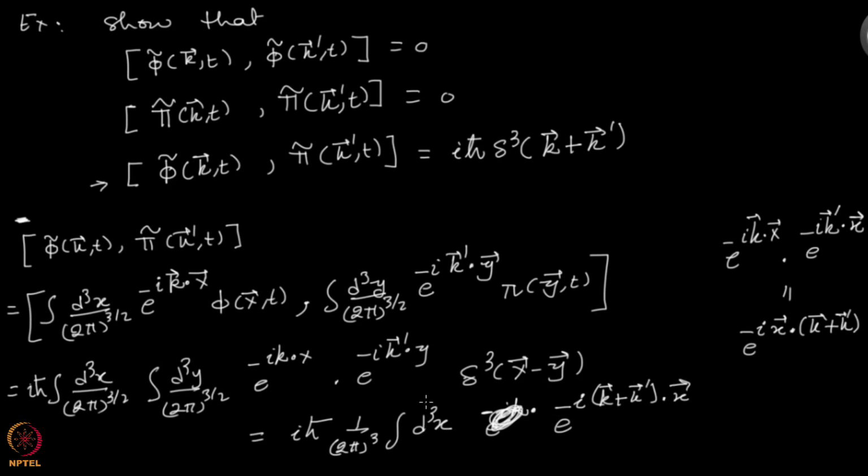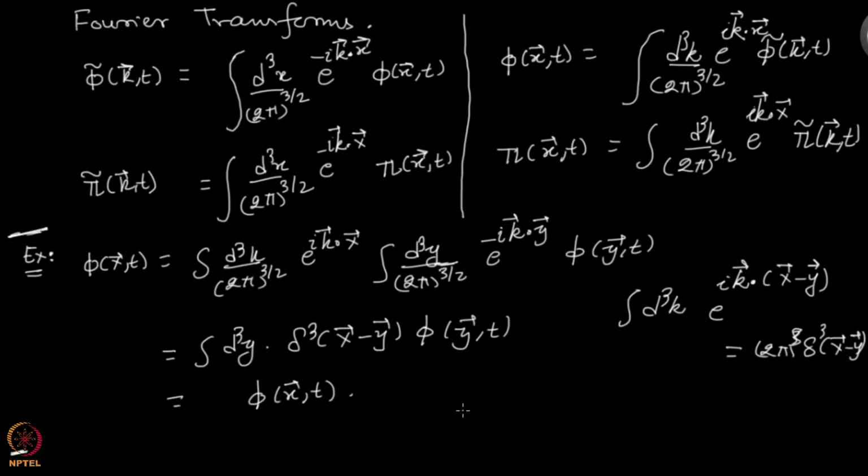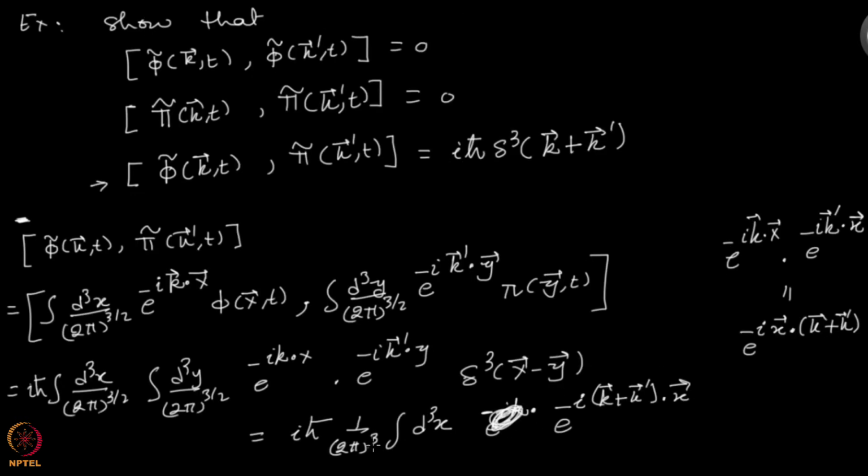Now you know that if you do the integral of this plane wave, that gives you a delta function and a factor of 2 pi cube. The same thing as we have seen before. When I use it, 2 pi cube will be gone. I will be left with a delta function. So it will be i h bar delta cube k plus k prime, because your delta function will have this as the argument. So we have proved this last one also. So now we have our commutation relations expressed in the Fourier variables also.